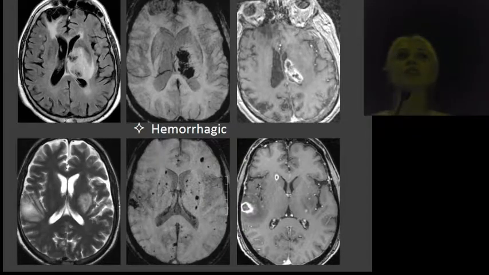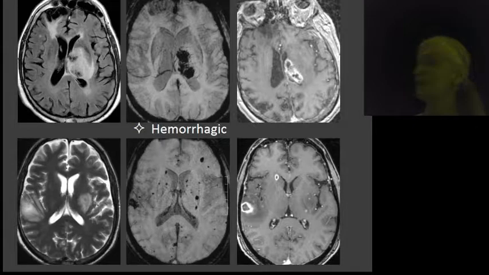The other characteristic of fungal abscesses, which is not something commonly seen in bacterial abscesses, is their hemorrhagic nature. This is a patient with aspergillus infection. This is a solitary hemorrhagic abscess on the left side, and this patient has several hemorrhagic lesions. Some of them are ring-like, and some of them are dot-like.